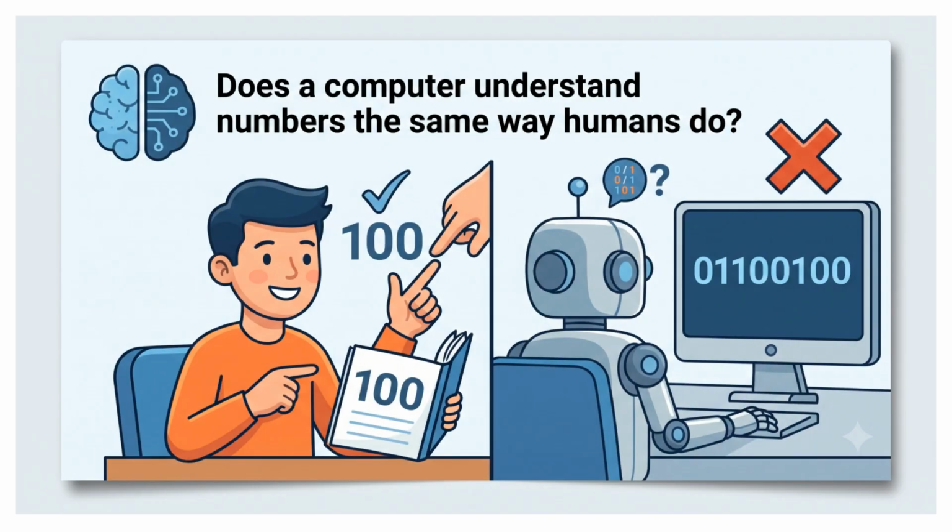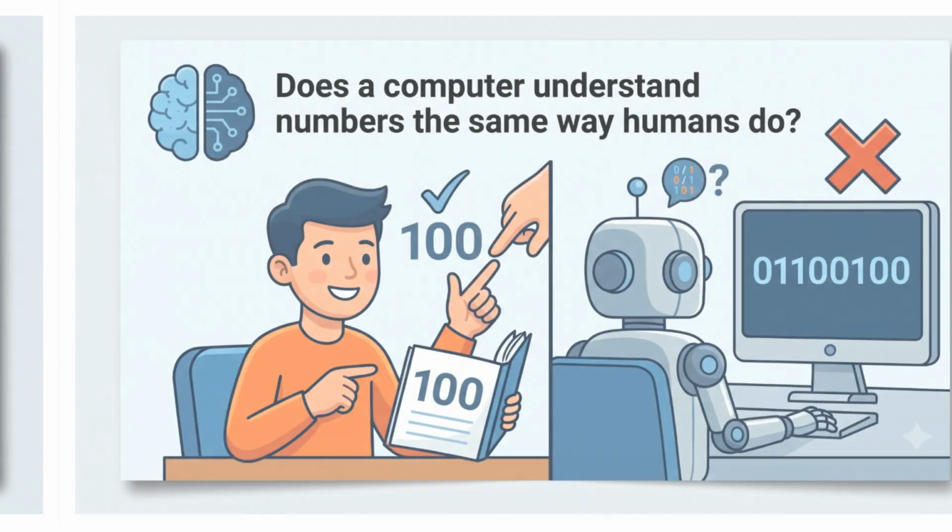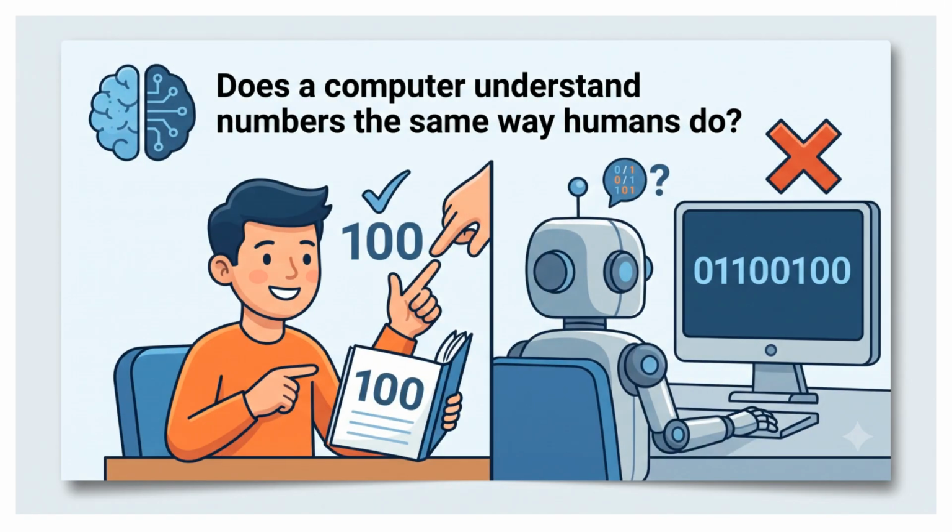Now, let's look at another important question. Does a computer understand numbers the same way humans do? The answer is no. Humans can look at the number 100 and immediately understand its value. We recognize the digits. We know what they mean, and we can use them in calculations. A computer, however, does not understand the number 100 the way we do. Instead, it first converts the number into binary.